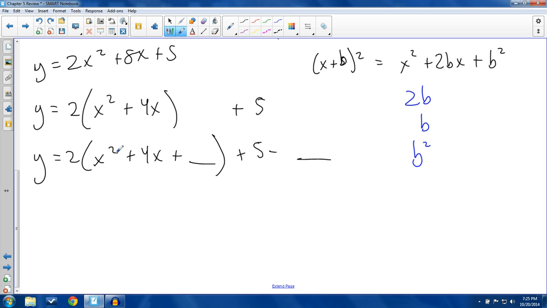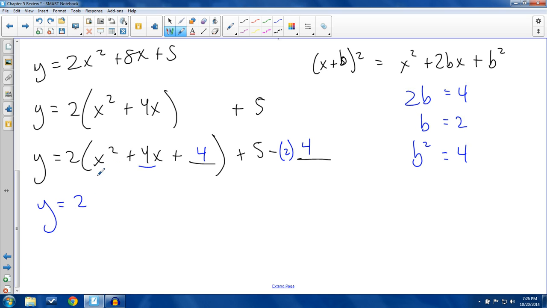So let's take this example here, where my 2b value is equivalent to 4. My b value, therefore, is 2 if I divide it by 2, and my b squared value is 4, because 2 squared is 4. So this is x squared plus 4x plus 4. Now remember, whatever I add over here, I have to make sure I subtract over here to keep an equation balanced. But I didn't just add 4. Remember, if I distribute this 2 into here, this will be 2 times 4. So over here, I'm not just subtracting 4, I'm subtracting 2 times 4. And 2 times 4 is 8.